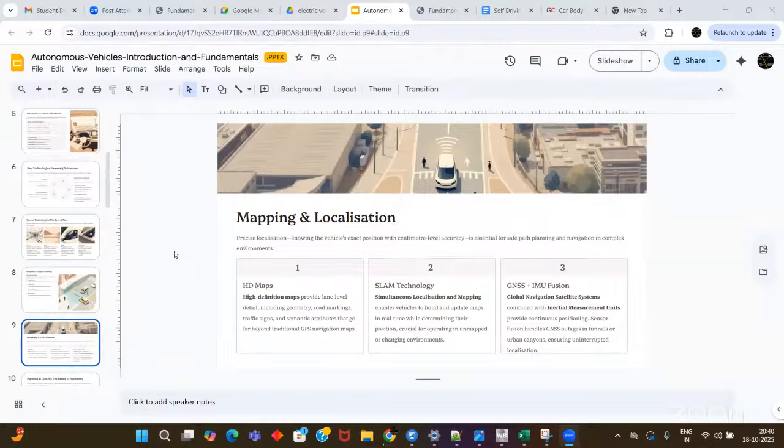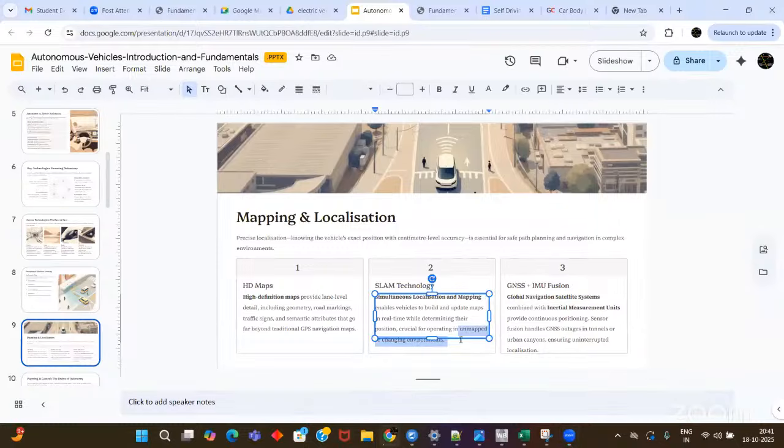So when you do not have a mapped environment, or you are working in an environment where your GPS is not working or your system is dynamically changing, your map is dynamically changing, at that point you want to follow this in a very crucial mode, where SLAM, simultaneous localization and mapping, enables vehicles to build and update maps in real time while determining their position, crucial for operating in unmapped or changing environments. So this is very much important. Okay.